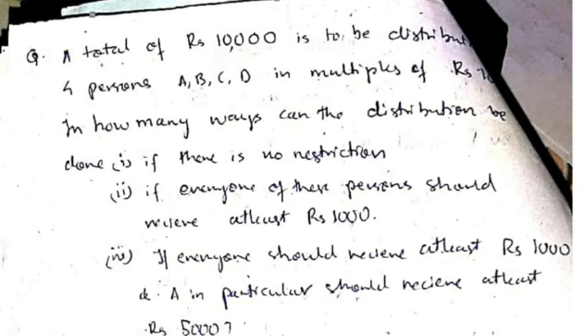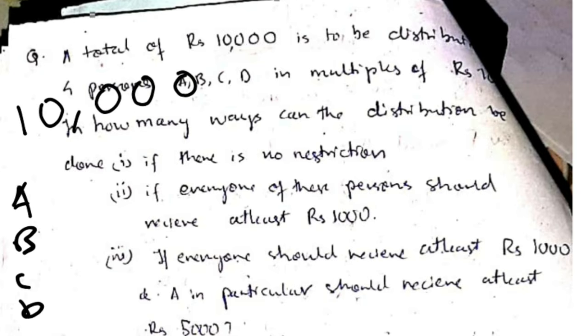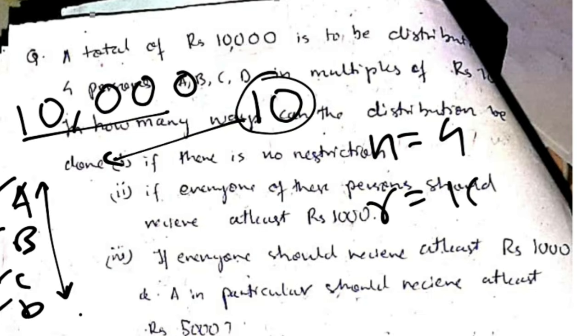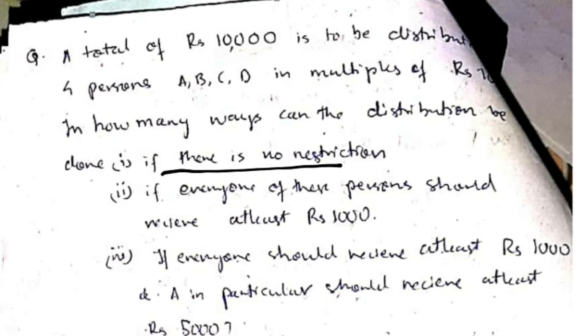In this question we have been given that there are 4 persons A, B, C and D, and the total money is 10,000. We have to distribute in multiples of 1000, so the total number of units will be 10. So 10 units will be distributed among 4 people. Now n is equal to 4 because 4 people are there, and R is equal to 10 units to be distributed. So by using this we can find out the number of ways. That's for the first case, if there is no restriction.